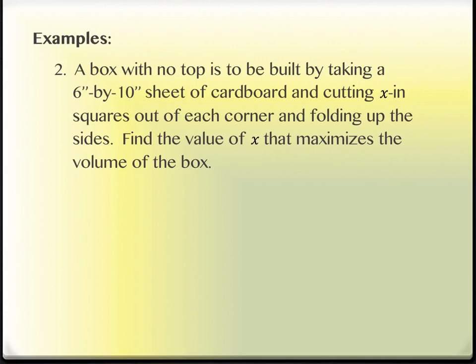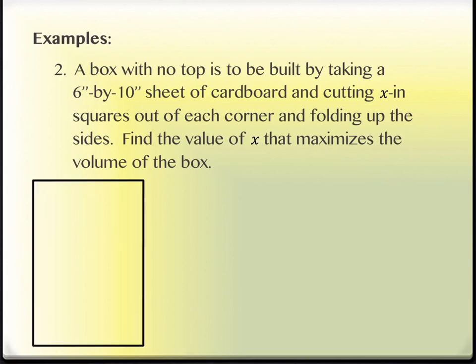It's going to be built by taking a 6 inch by 10 inch sheet of cardboard and cutting x inch squares out of each corner and folding up the sides. All right, so we're going to draw a picture of such an image. So here's my 6 foot, I'm going to label it, not foot, I still keep saying feet from my last problem, 6 inch by 10 inch cardboard paper. And I'm going to cut corners out. So if I cut the corners out, it looks something like this.